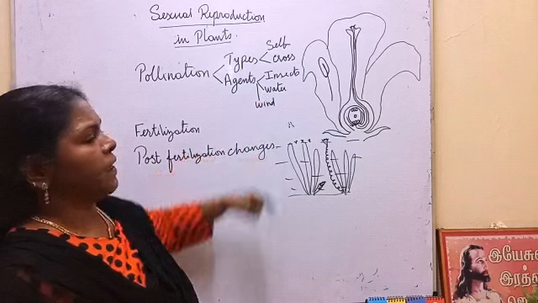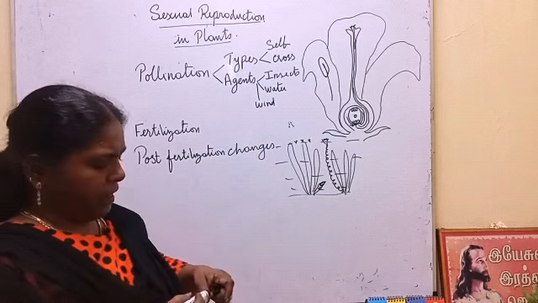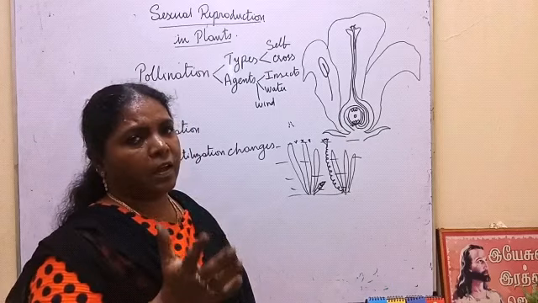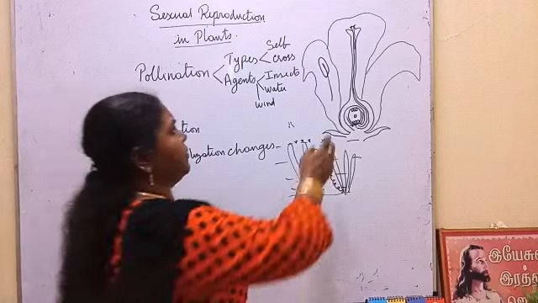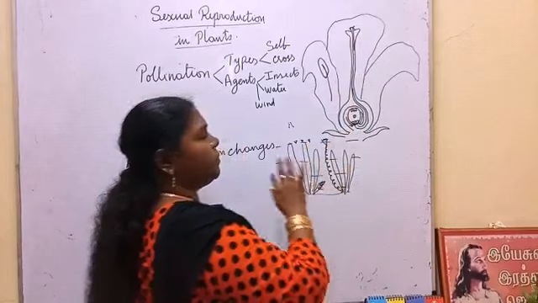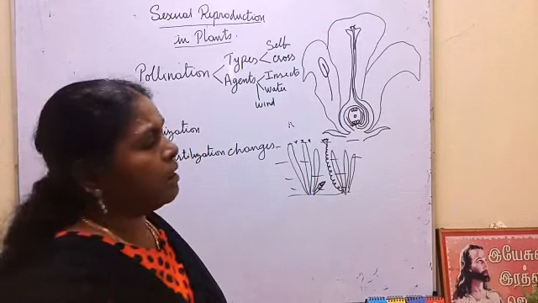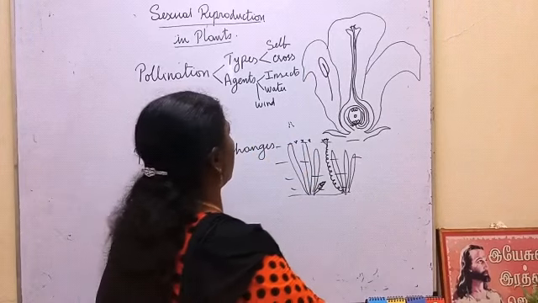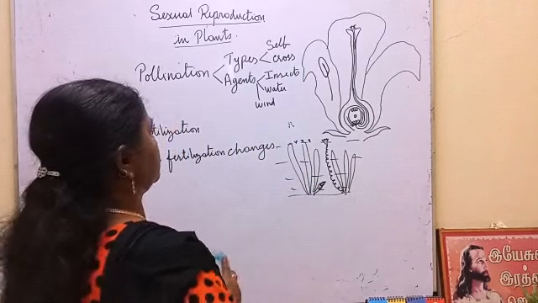This is water pollination. And wind pollination: some pollen grains are lightweight. They are taken by the wind from one flower to the other flower. If they happen to fall on the stigma of the same species, then pollination takes place. So these are the agents of pollination.